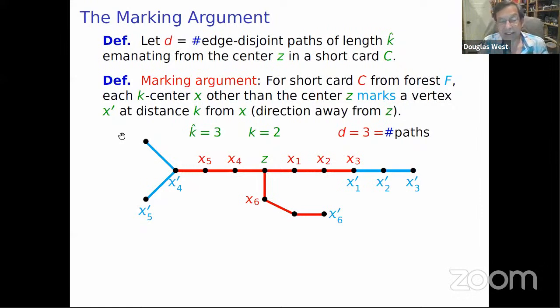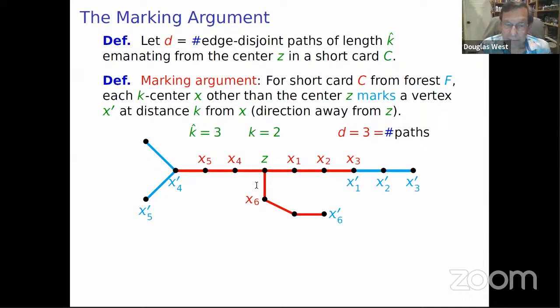So here's this key idea that I'd like to tell you about. It's called the marking argument. Suppose here's a reconstruction that's a forest. In fact, it's a tree in this case. The red part is a card with minimum radius, okay? The radius is three. And we have three edge disjoint paths that emanate from the center of this card. And the idea is that all the X's, X1 through X6, are K centers along with Z, meaning you can go distance K in both directions in the tree and get a K vine with that vertex as its center. But because we have to be able to go distance K, each Xi is going to mark a vertex at distance K away from it in the direction away from Z.